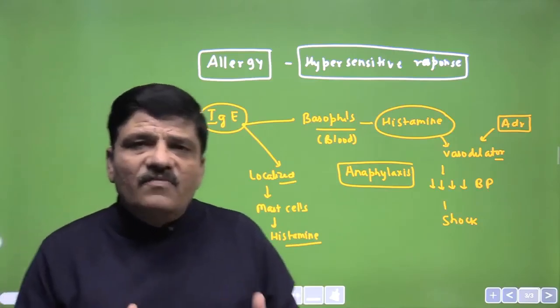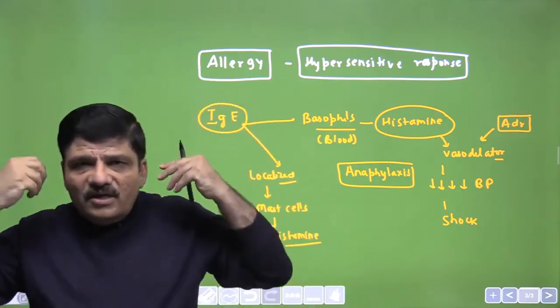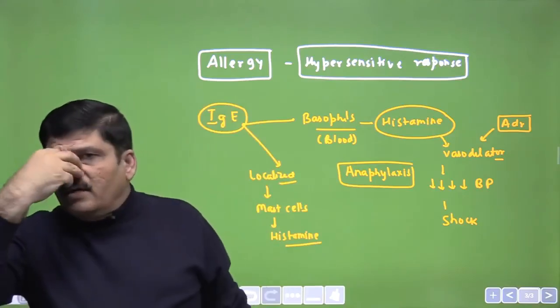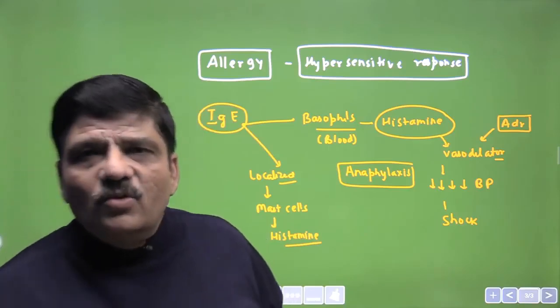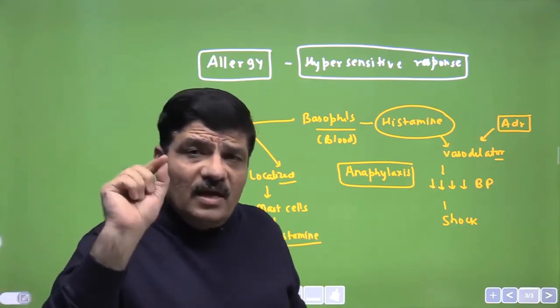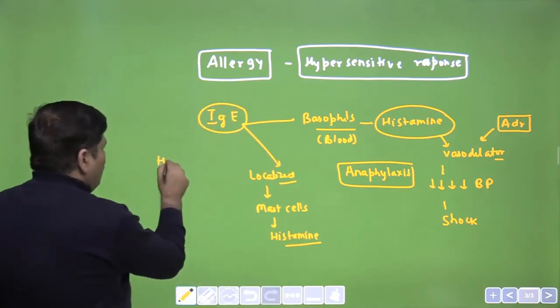For example, hay fever, allergic rhinitis. Somebody exposed to an allergen has continuous sneezing, and you can understand the redness it develops, the nasal stuffiness; this is all because of vasodilation, etc. That would be allergic rhinitis or hay fever. So I am giving you an example of hay fever.